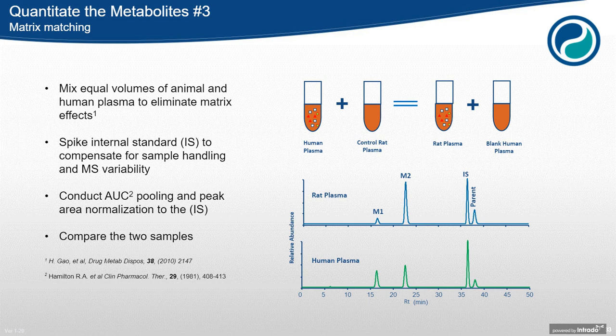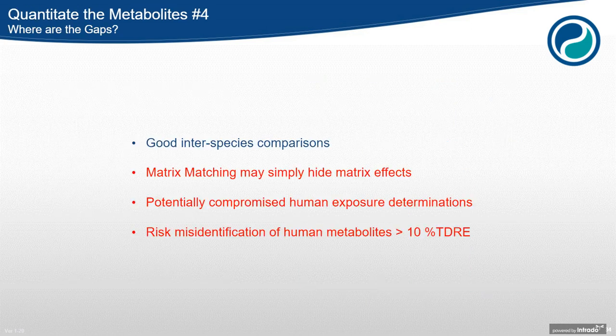So this approach is very, very good for comparing two samples. It does have, though, a major limitation. Next slide, please. Matrix matching may simply hide matrix effects. We haven't eliminated matrix effects, we've just normalized them across those samples. So for comparing two samples, that works perfectly. But if you're trying to identify the exposure of a human metabolite, we potentially compromise that and risk misidentification of human metabolites that are greater than 10% of total drug-related exposure.